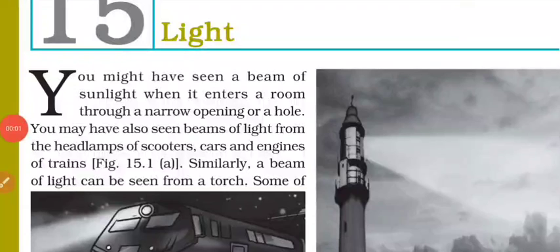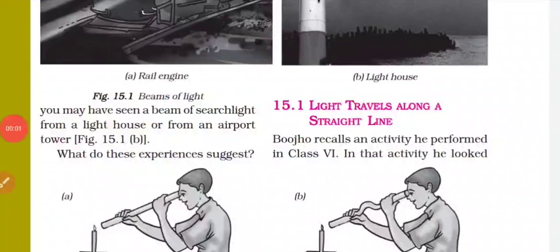Hello everyone, in this video we will learn about light. You might have seen a beam of sunlight when it enters a room through a narrow opening or a hole. You may also have seen a beam of light from the headlamp of a scooter, car or engine of a train. Similarly, a beam of light can be seen from a torch also.